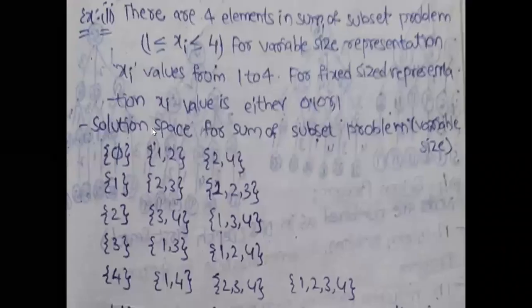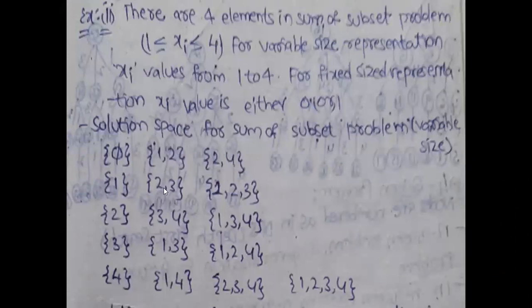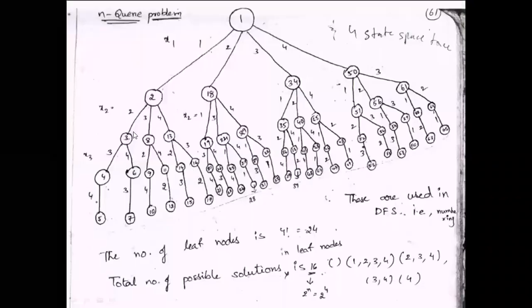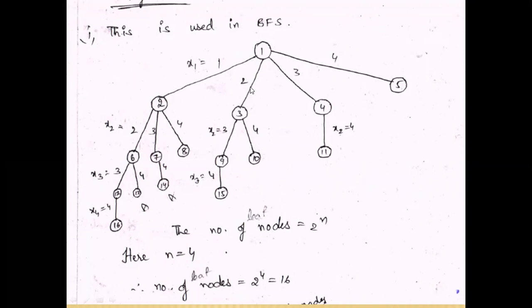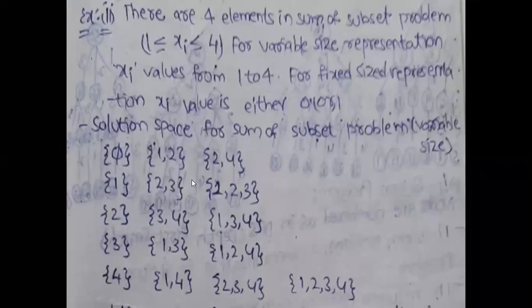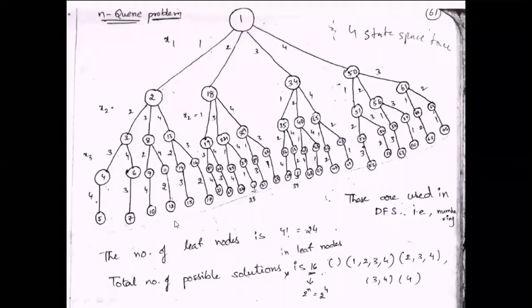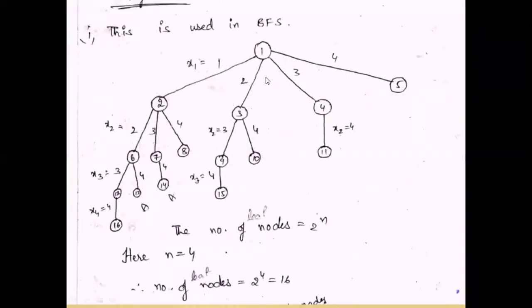Next, 2 comma 3, which means x1 equal to 2, x2 equal to 3, represented at the first level and then the second level. Next, 3 comma 4, which means x1 equal to 3, x2 equal to 4.